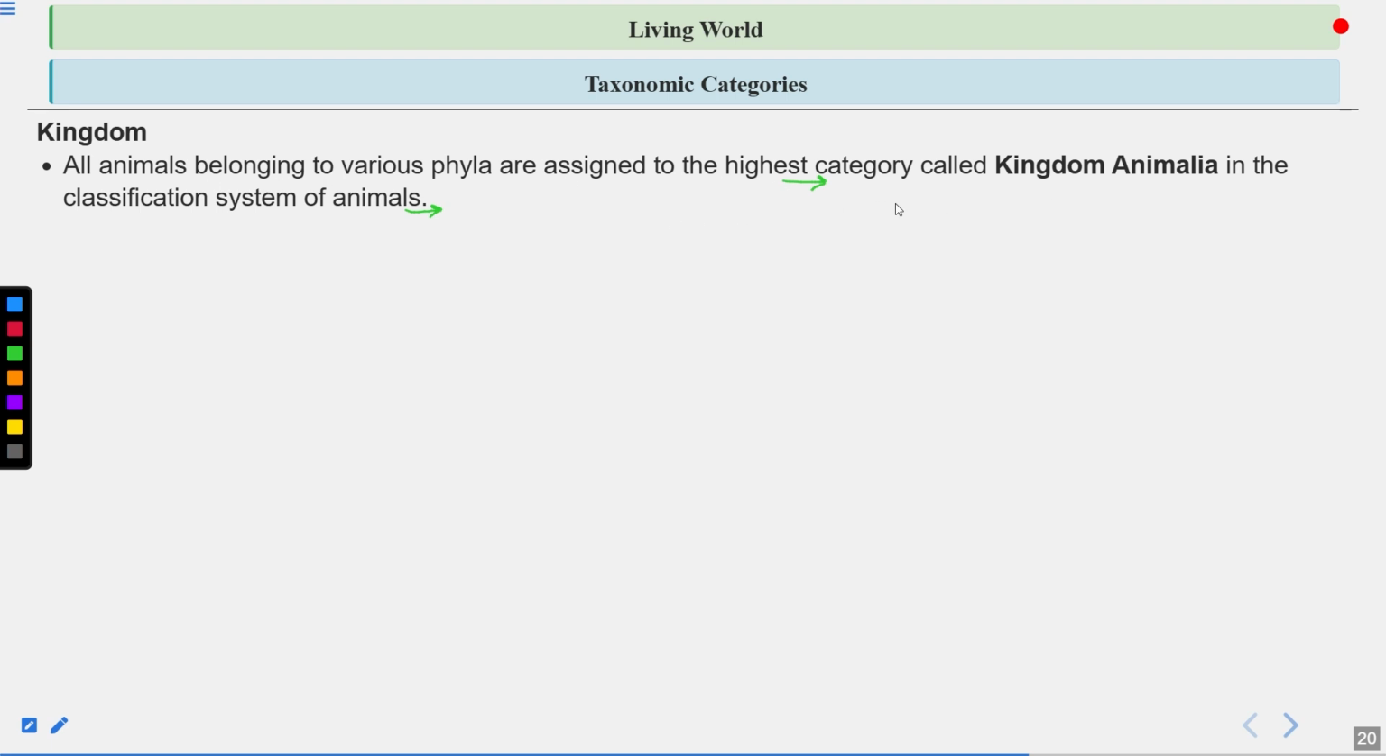Example is kingdom Animalia. This is quite broad. It includes all the animals. It includes vertebrates, invertebrates, or you can say chordates and non-chordates. It includes aquatic animals, terrestrial animals, lower organisms, higher organisms. All are included under the kingdom Animalia. So it is very broad. And the similarities between the organisms here are least. And similarity is maximum at the species level.